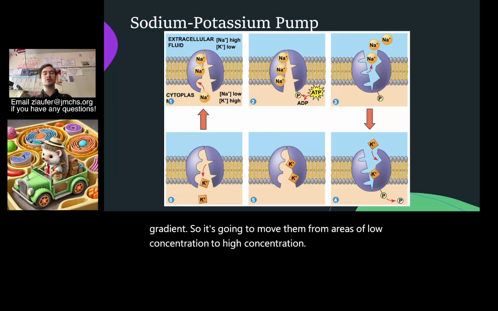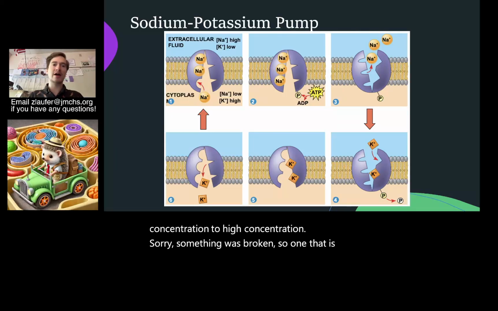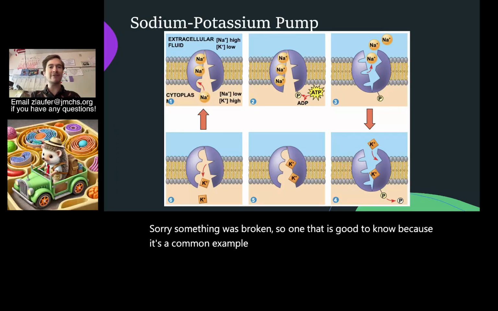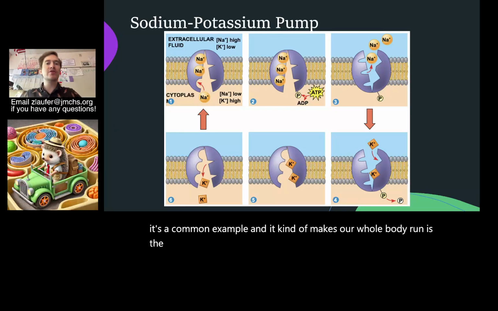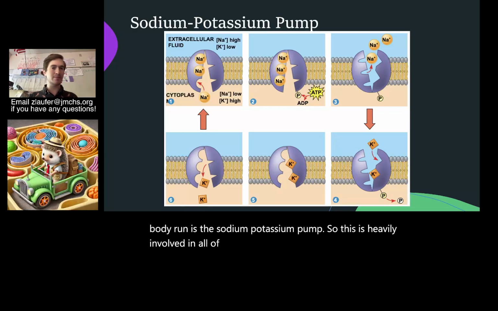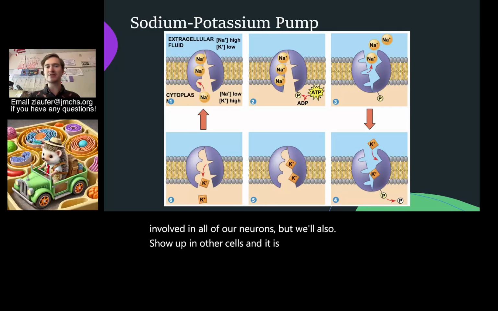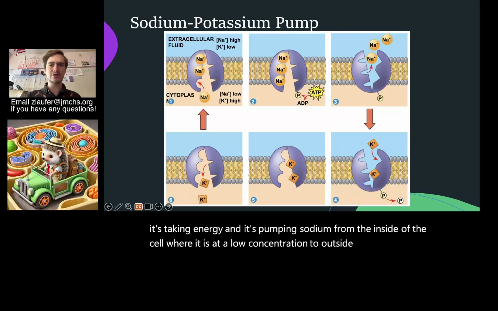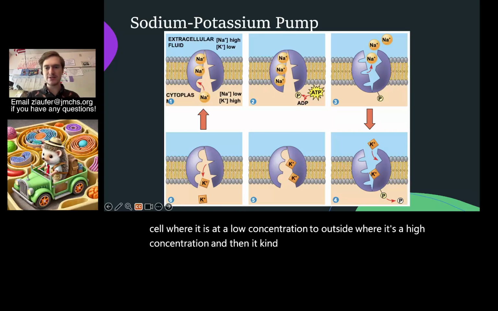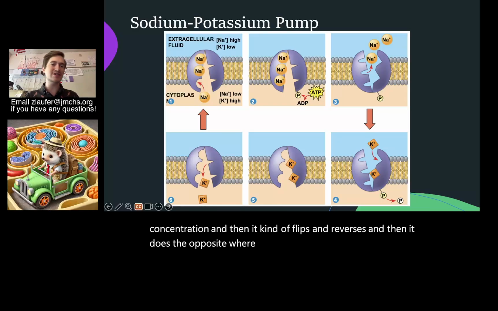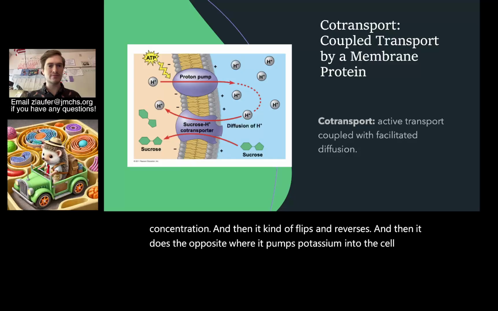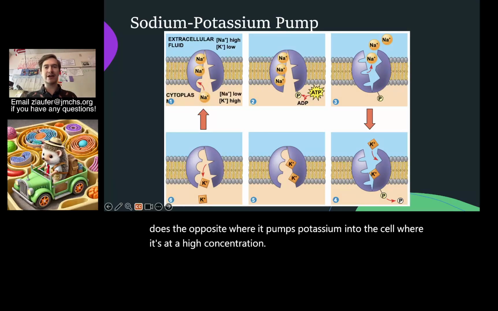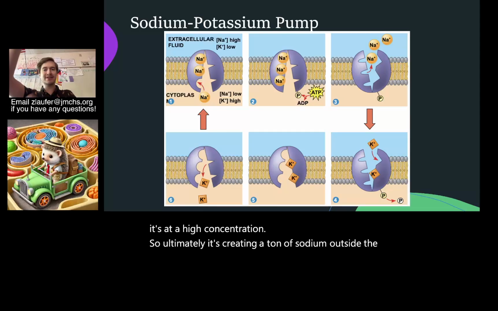One that is good to know, because it's a common example and it kind of makes our whole body run, is the sodium-potassium pump. This is heavily involved in all of our neurons, but will also show up in other cells. And it is a pump. What it's doing is taking energy and pumping sodium from the inside of the cell, where it is at a low concentration, to outside, where it's at a high concentration. Then it flips and reverses, and does the opposite, where it pumps potassium into the cell, where it's at a high concentration. So ultimately, it's creating a ton of sodium outside the cell, a ton of potassium inside the cell.